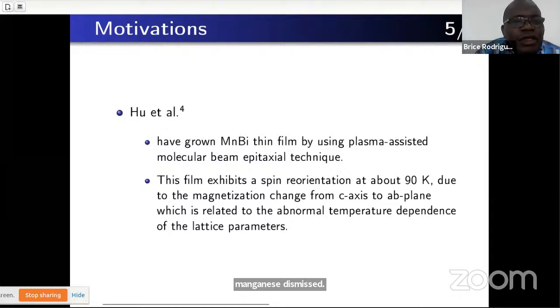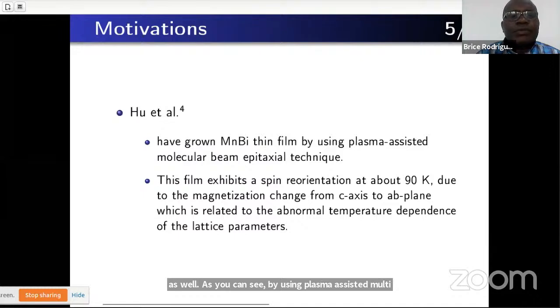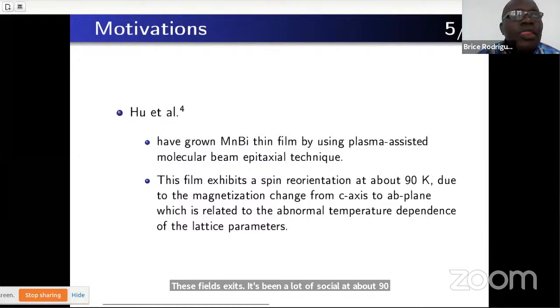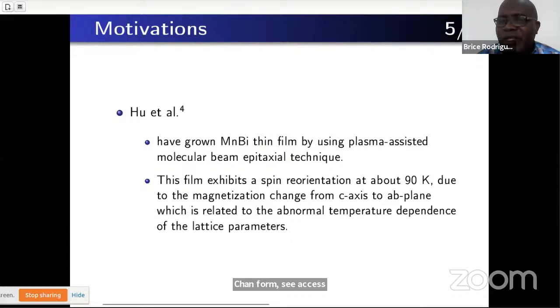In the same way, Wu et al. have grown manganese bismuth thin film by using plasma-assisted molecular beam epitaxial technique. This film exhibits a spin reorientation at about 90 Kelvin due to the magnetization change from C-axis to ab plane, which is related to the abnormal temperature dependence of the lattice parameters.